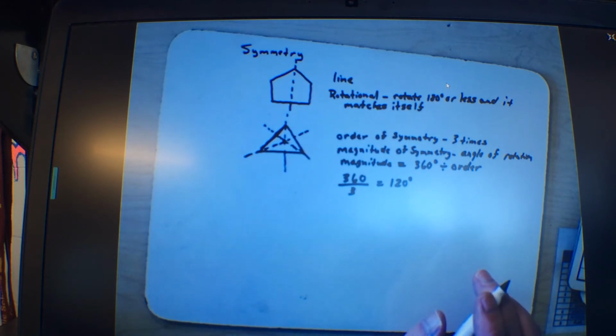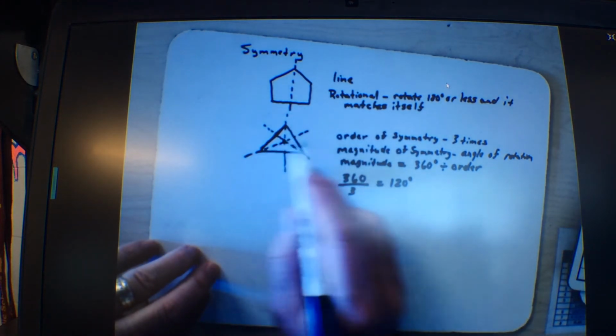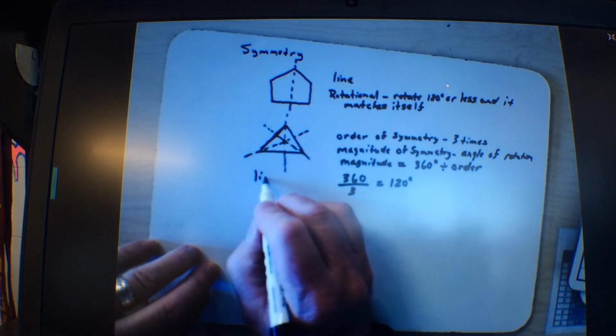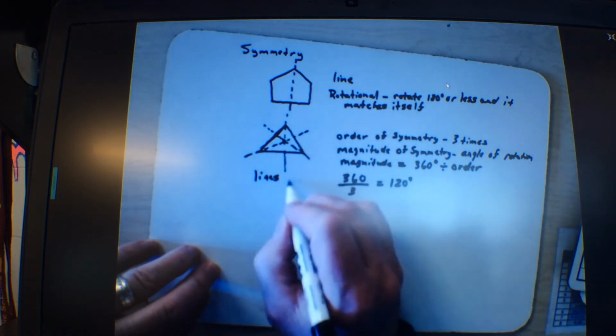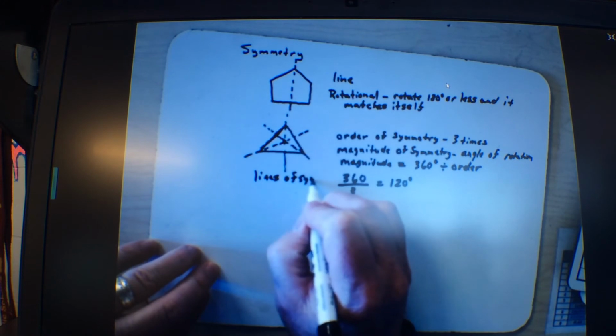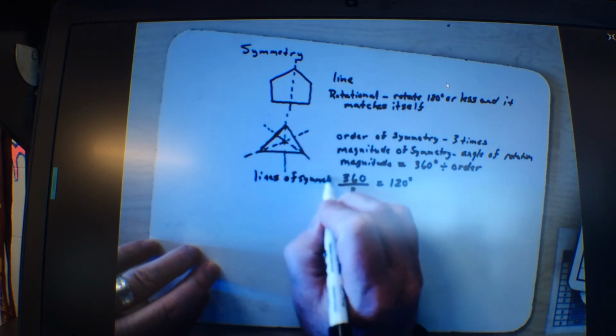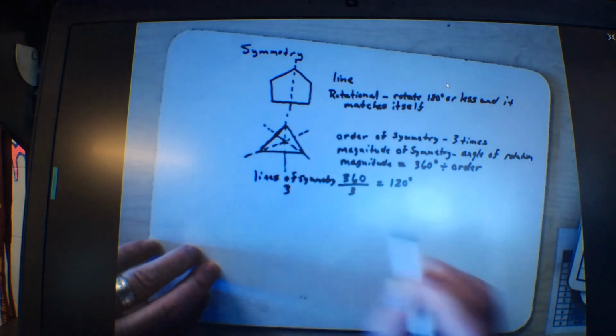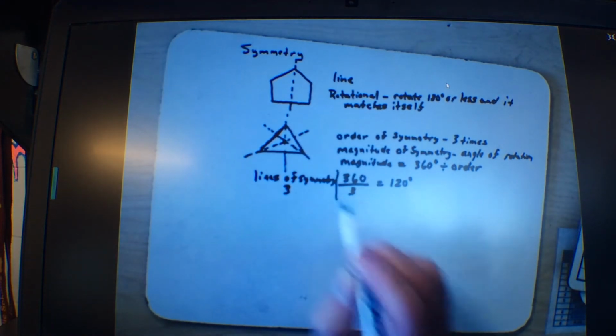Yes? On our assignment, it says, if so, draw all lines of symmetry and state a number. Is that the number, or would 3 be the number? 3 would, yeah, the first one. The lines of symmetry, you draw, which I did, and then you would say 3. Okay?